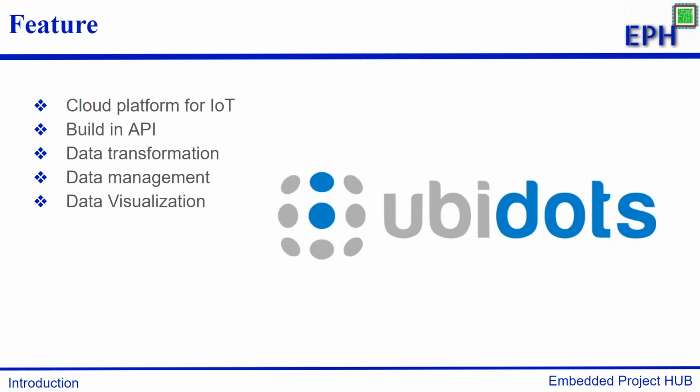Let me give you a quick introduction about Ubidots. Ubidots is a cloud platform for IoT. It gives a built-in API for every device. Now we are using ESP8266, or you can say NodeMCU, so it has an MQTT API specific for our controller. It will give data transformation. What do you mean by data transformation, you will ask?